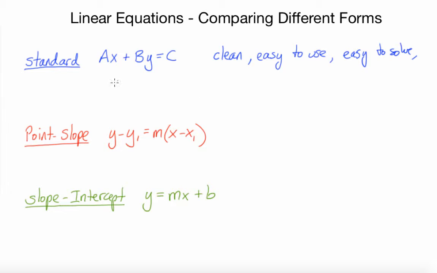I would also say it's easy to find the x and y intercepts. You can put 0 in for x to solve for the y-intercept, put 0 in for y to find the x-intercept. What it's not very good for is graphing. So not easy to graph.